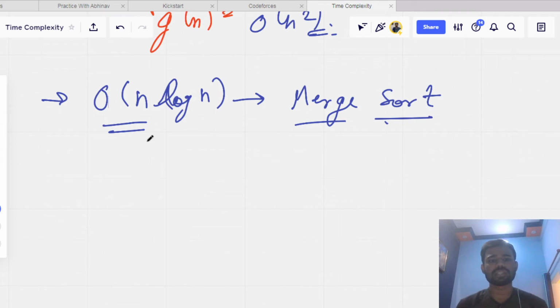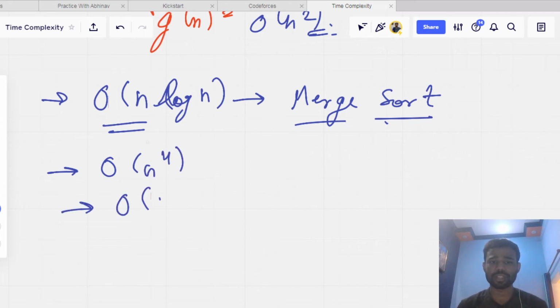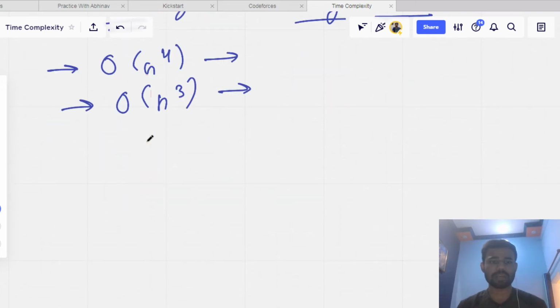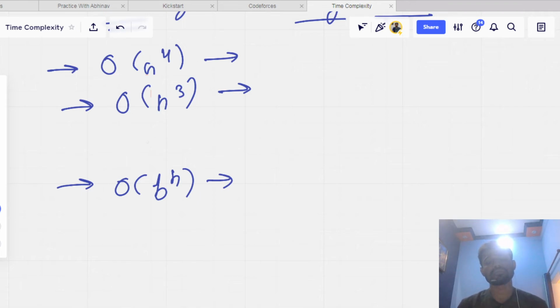Some others, for example, n to the power 4. Again, we can take 4 nested loops, cubic n to the power 3, which is 3 nested loops, or 2 nested loops. And there is one more, for example, exponential time complexity, which is increasing exponentially. And you can take the factorial time complexity. So there are very different types of time complexities.